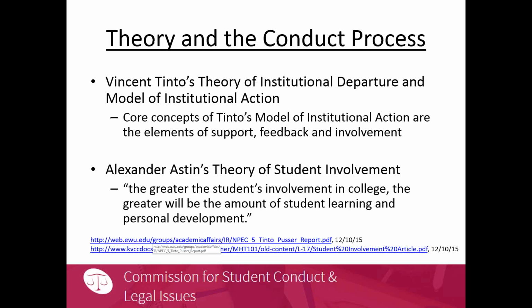Theory in the conduct system, or the conduct process. Many of us have been out of grad school for quite a while, so we might need to brush some cobwebs out of our minds. But as I began to think about this topic, I was drawn to the question of why. Why do we do this work? Tinto and Astin's theories directly connect to the work that we do with our students in the student conduct process.